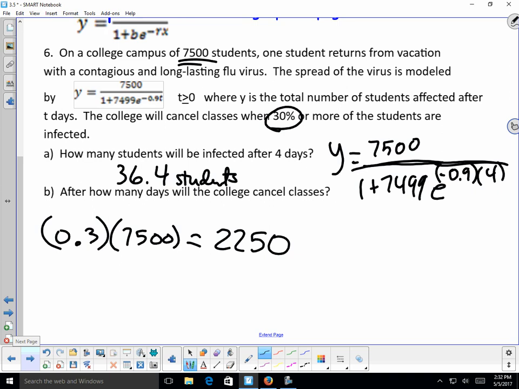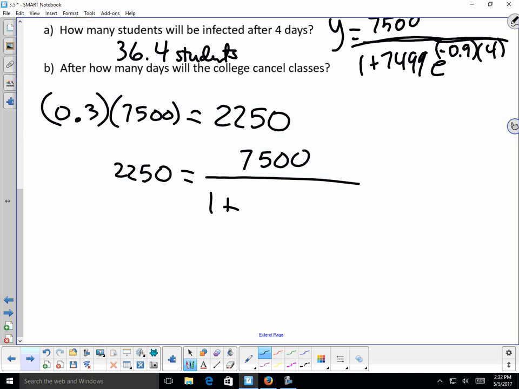Okay, so for this case, where are we putting this 2,250 in this model? Sam? For y. So we're going to plug in 2,250 equals 7,500 over 1 plus 7,499 e to the negative 0.9t. Did I do that right? Look okay? Talk me through solving this. Anna, what should I do first? I would multiply both sides by the denominator.